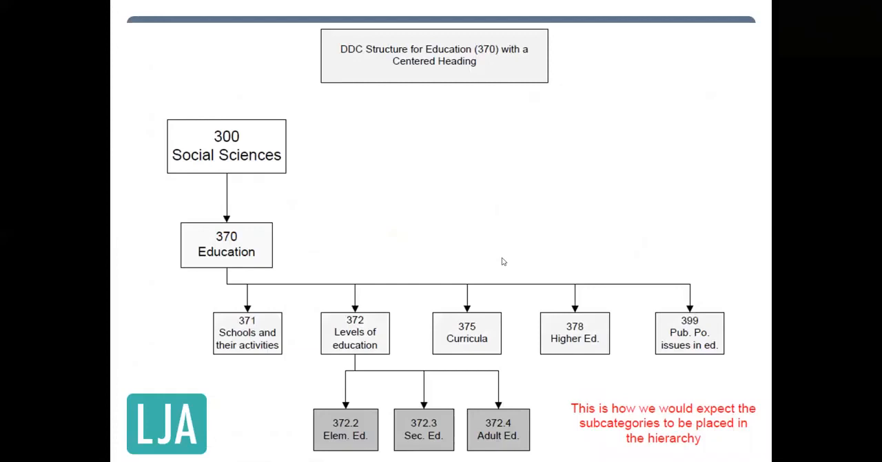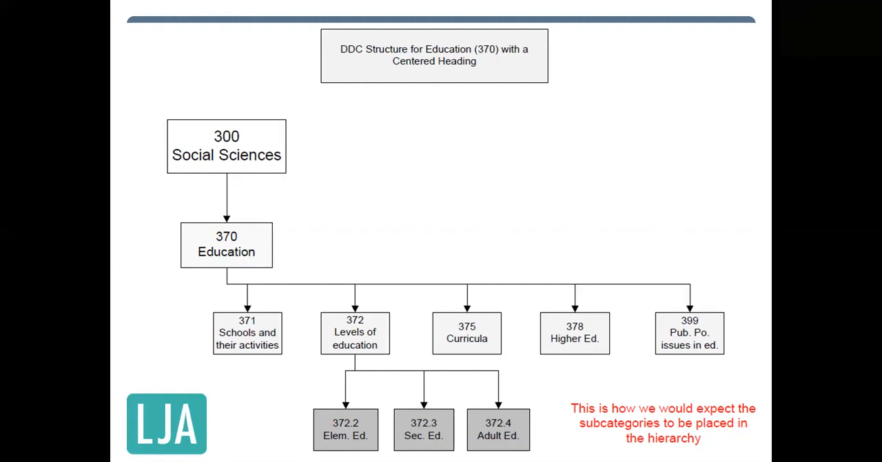Like I said, we're focusing a lot in the class discussions on hierarchy and then also on the terminology and things like that. So here's an example of looking at the structure for education in this 370. Of course, education is part of the social sciences, so that's in the 300s. And then when we look down here, this is how we'd expect things to look. We're going to break things down, and then we have some subcategories down here, right? So this is how we would expect the hierarchy for education to look, something like this.